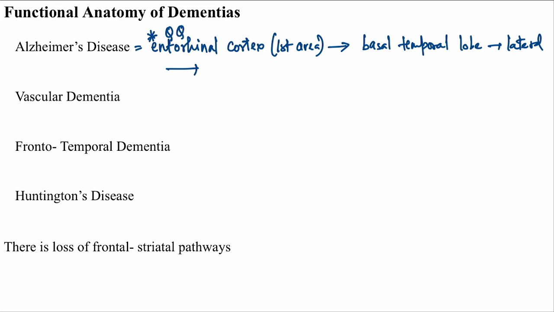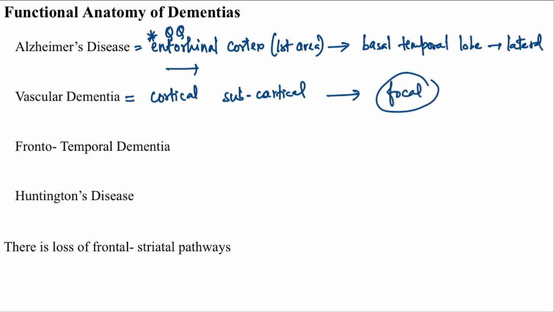Vascular dementia. In vascular dementia, maybe cortical areas are involved, maybe subcortical areas are involved. But the important point is that cortical and subcortical areas are involved, but they are focal. There is no diffuse damage, right? Wherever the small vessels are involved, they will be damaged first, there will be infarction, there will be lacunae in that area. So in vascular dementia, cortical and subcortical areas are involved, and there is focal damage. There is no diffuse damage, but focal damage.